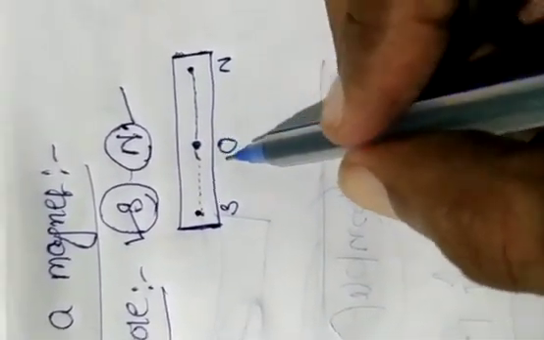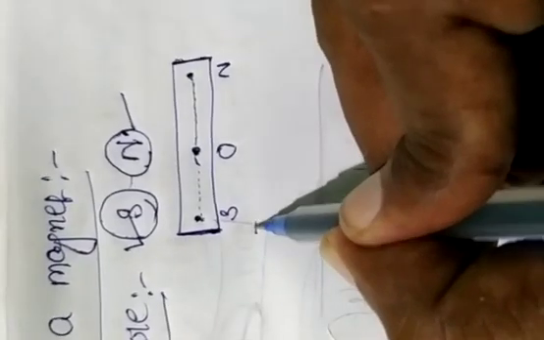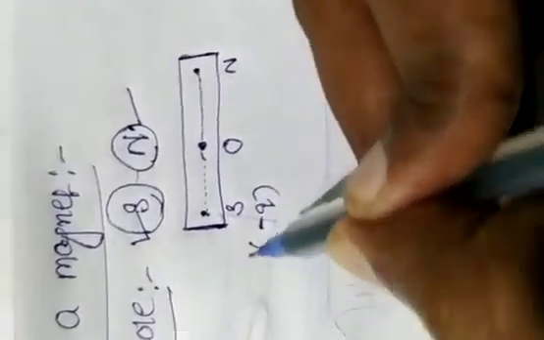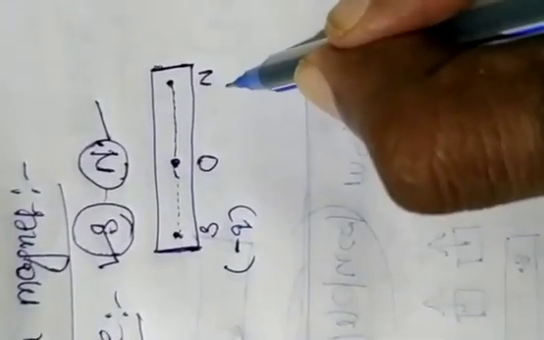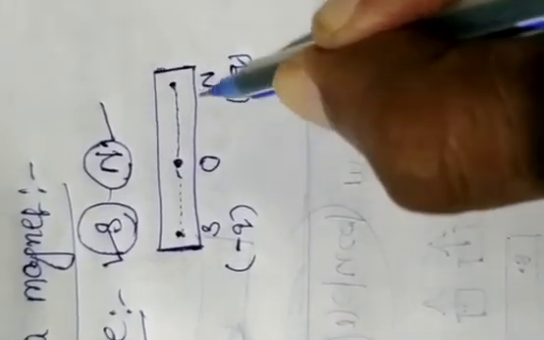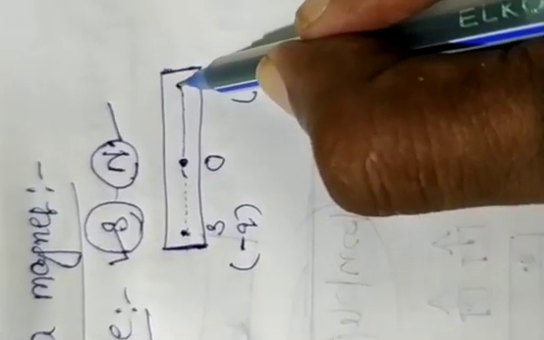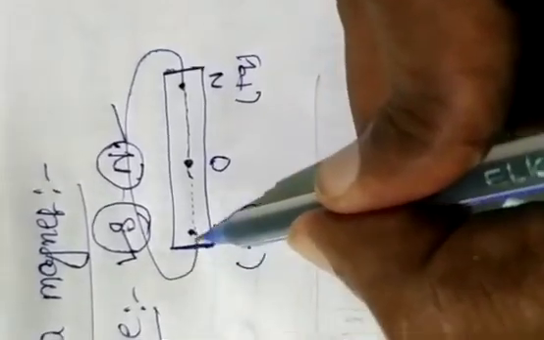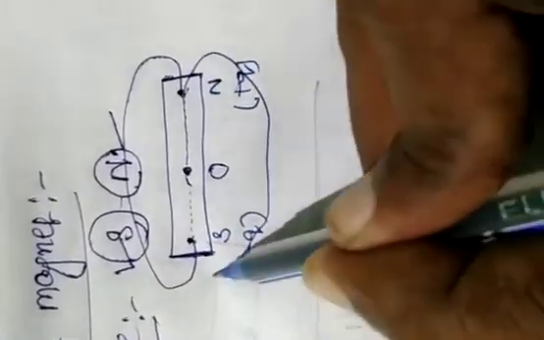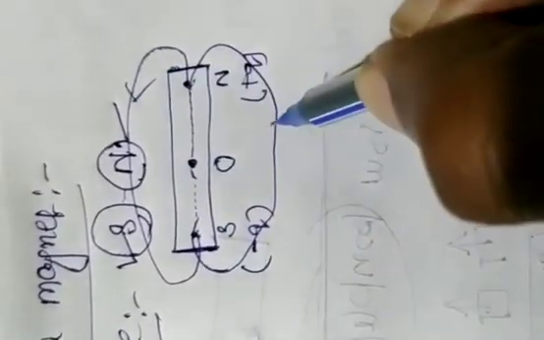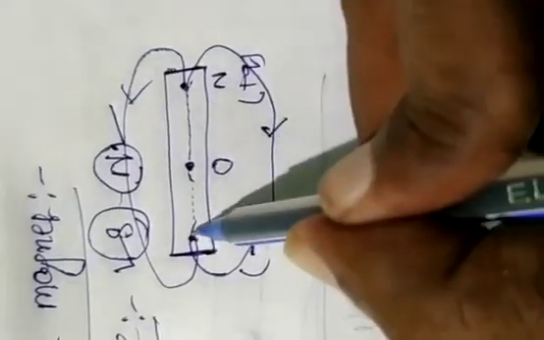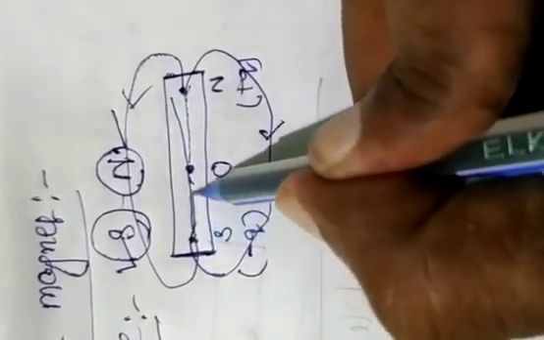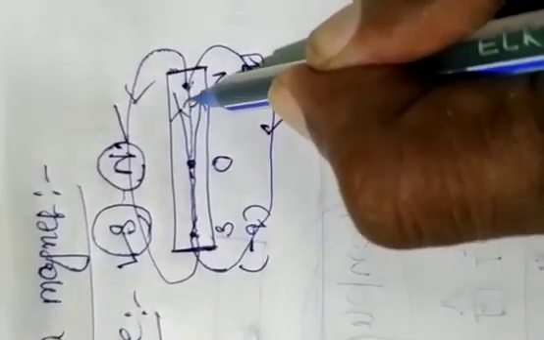South pole always corresponds to the negative charge minus Q and north pole corresponds to the positive charge plus Q. Hence, the lines of force always go from north pole towards the south pole outside the bar magnet, whereas inside the bar magnet they go from south to north.